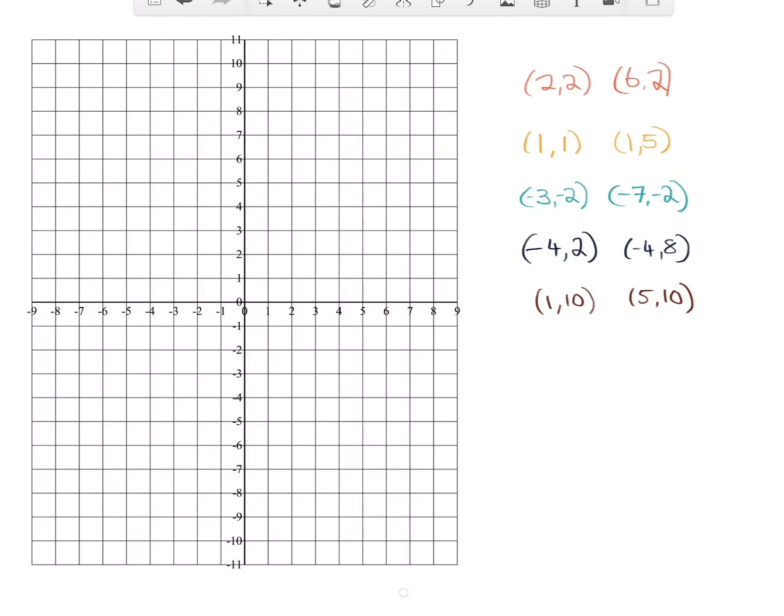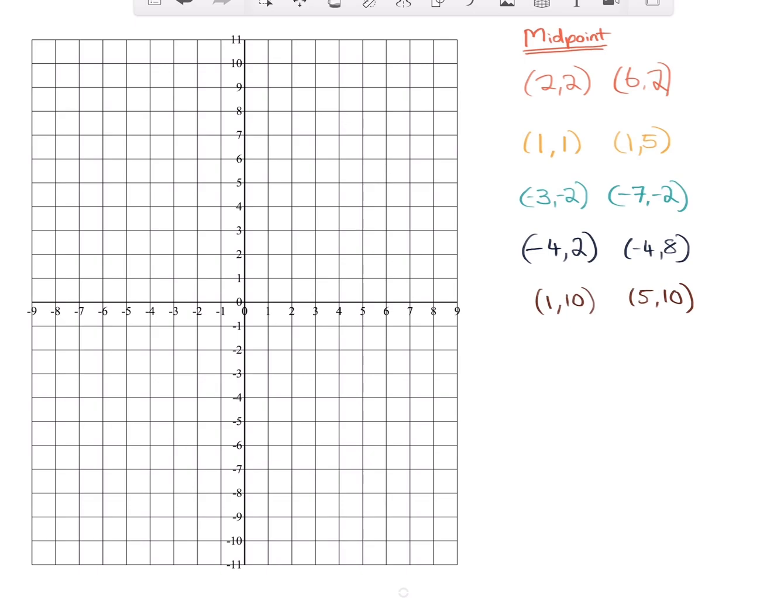So we have learned how to plot points, how to read points, and how to calculate the distance between 2 points, or how long a line is in coordinate geometry. The next thing that we are going to do is find the middle of a line. It's called the midpoint, the middle point of a line. In maths, we use the term midpoint.